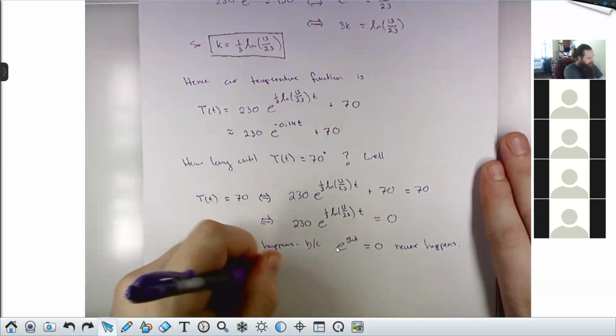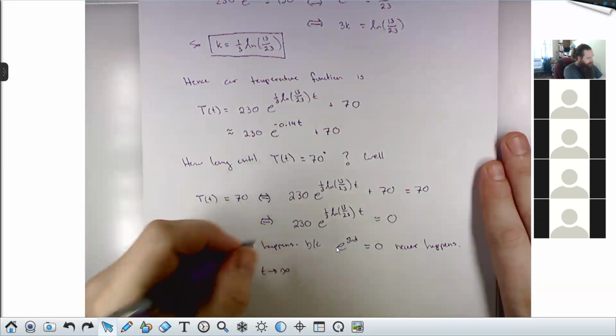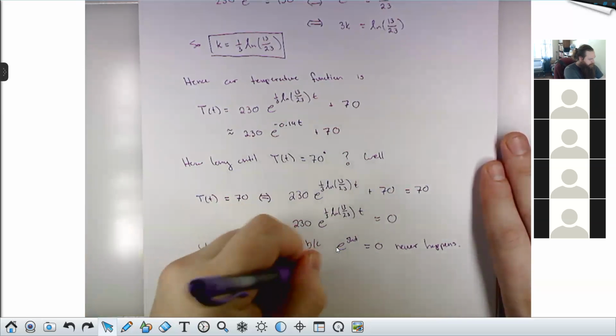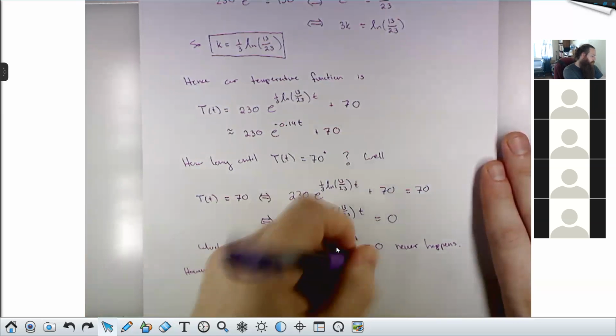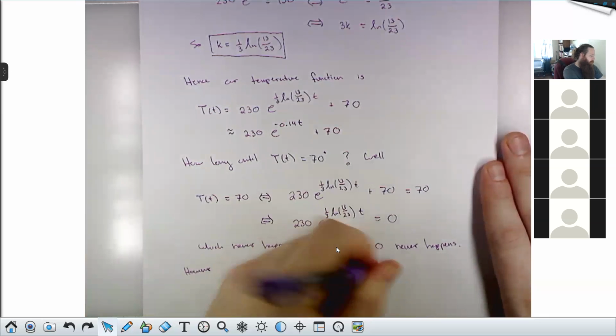as t goes to infinity, 1/3 ln 13/23 times t goes to negative infinity.